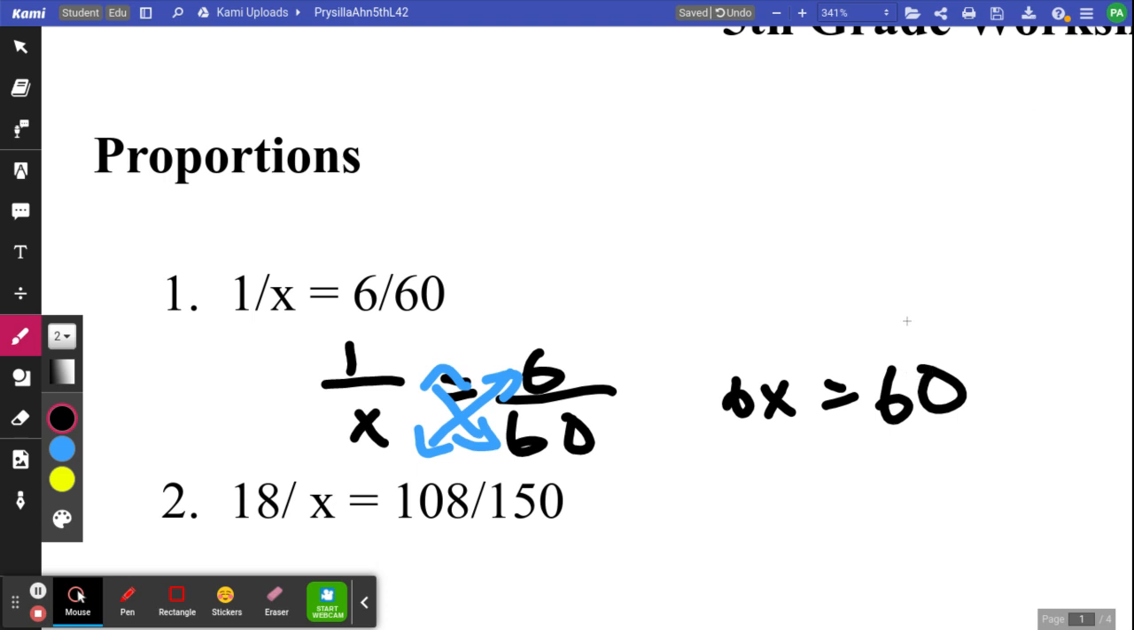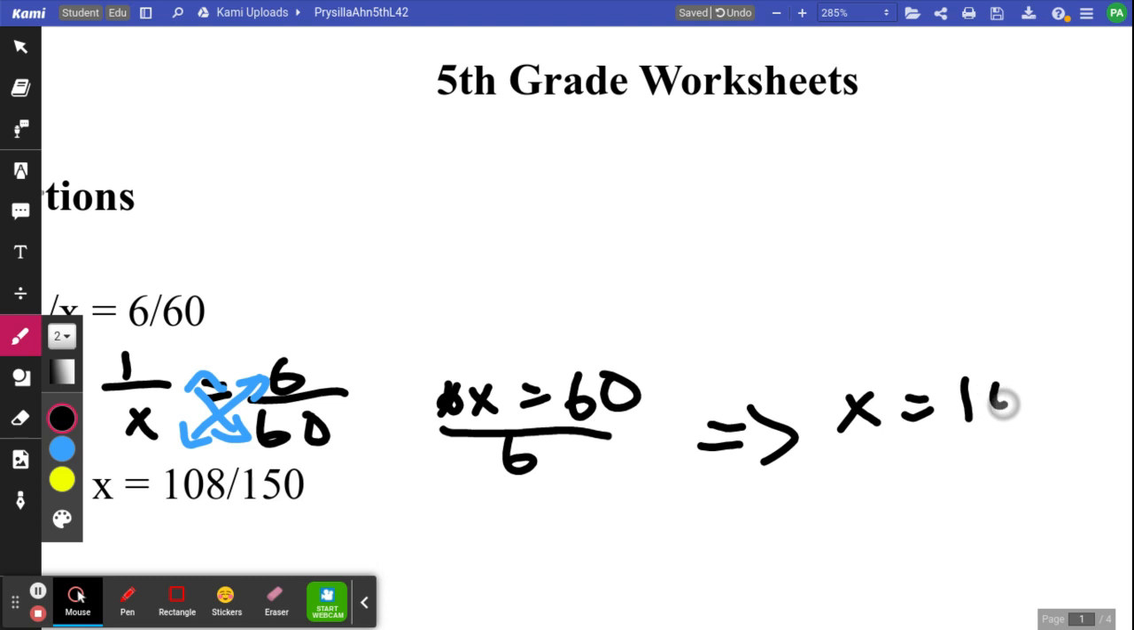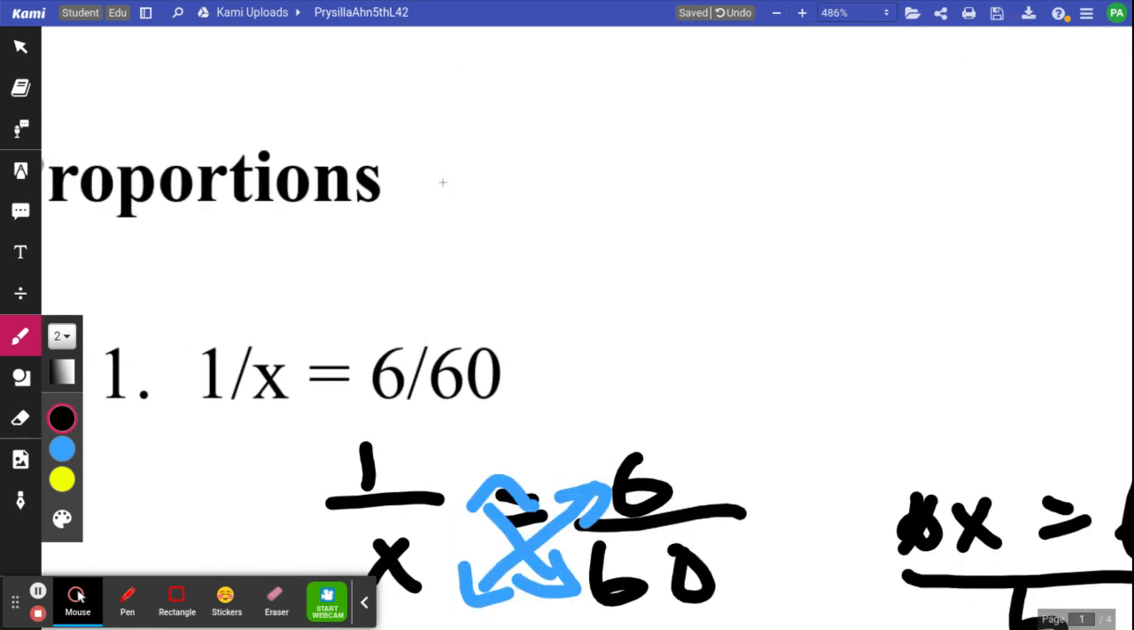And now we're going to try to isolate the x. How do we do that? We're going to divide by 6. And that gets rid of that, because 6 divided by 6 becomes 1. And so it turns into x is equal to 60 divided by 6, which is 10. So when we plug it back in, you get 1 over 10 is equal to 6 over 60, which is true.